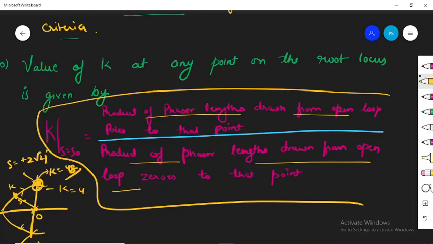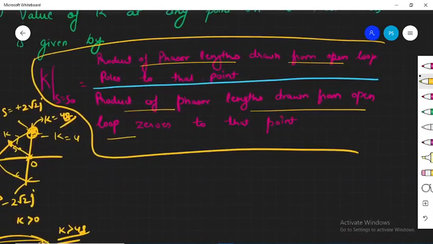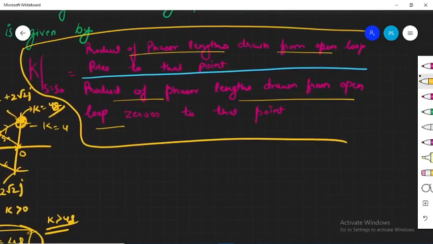So this one is, I think, pretty simple. If you want to find the value of k at any point, you can just draw the phasors from the open loop poles and open loop zeros to that point and just take the ratio, the product of the lengths of poles divided by the product of the lengths of zeros. So that's how you can find out the value of k at any point in the root locus diagram.